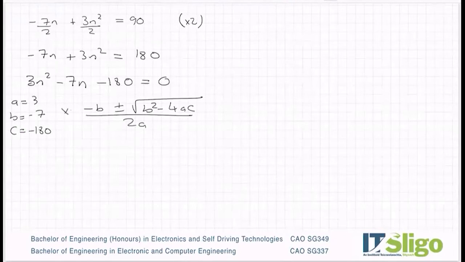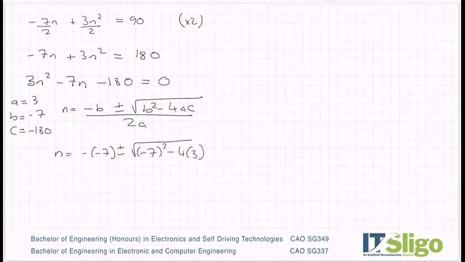Of course, you could have solved this using factorization if you can see them. And note that I'm writing n is equal to. The log tables would say x is equal to, but that's just a generic name. So it's always the letter in your quadratic that you're solving for here. So then n is equal to minus b, so minus minus 7, plus or minus the square root of minus 7 squared minus 4ac, all over 2 times 3.